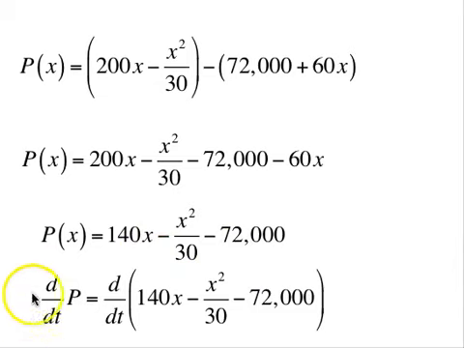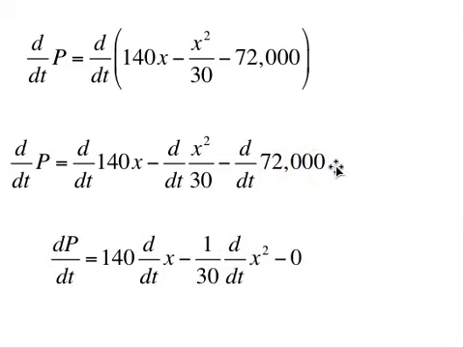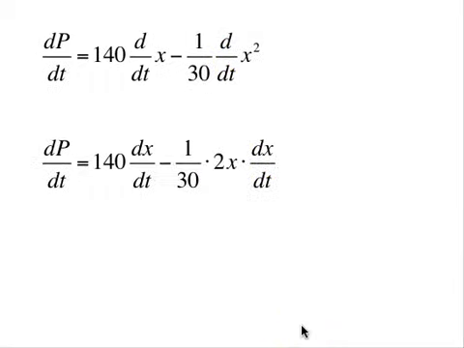And I want to get dP/dt, so the derivative with respect to t of P is the derivative with respect to t of all of this, which is the derivative with respect to t of the first piece minus the derivative with respect to t of the second piece minus the derivative with respect to t of the third piece. The derivative of a constant is just 0. I can also pull out the multiples. 140 comes out in front. 1/30 comes out in front, so I get minus 1/30 d/dt of x squared. d/dt of x is dx/dt. d/dt of x squared is 2x dx/dt, which is what you see here. Now I can plug things in and see what I get.